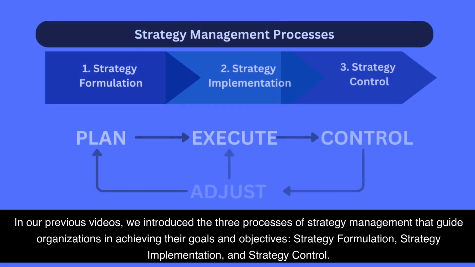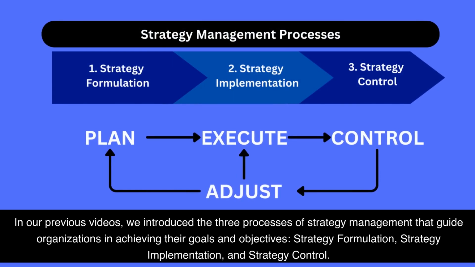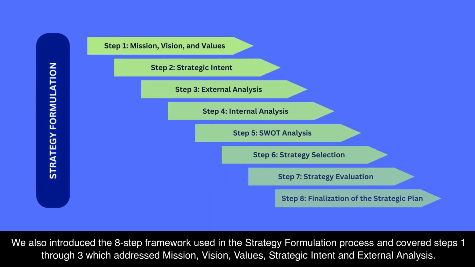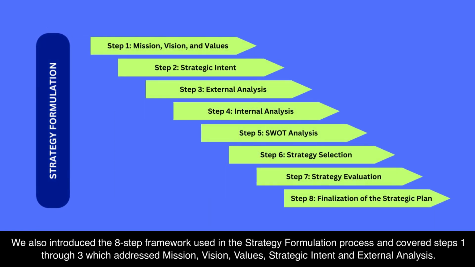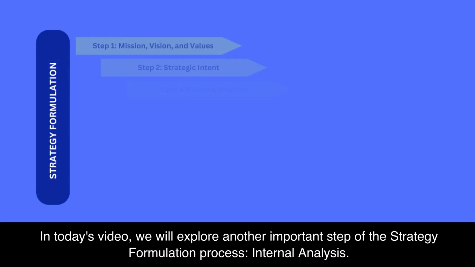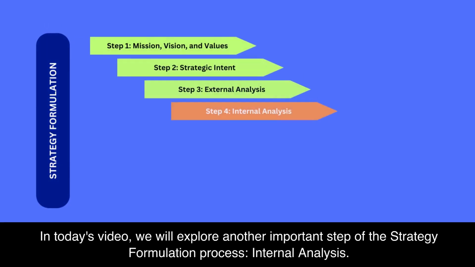In our previous videos, we introduced the three processes of strategy management that guide organizations in achieving their goals and objectives: strategy formulation, strategy implementation, and strategy control. We also introduced the 8-step framework used in the strategy formulation process and covered steps 1 through 3, which addressed mission, vision, values, strategic intent, and external analysis. In today's video, we will explore another important step of the strategy formulation process: internal analysis.